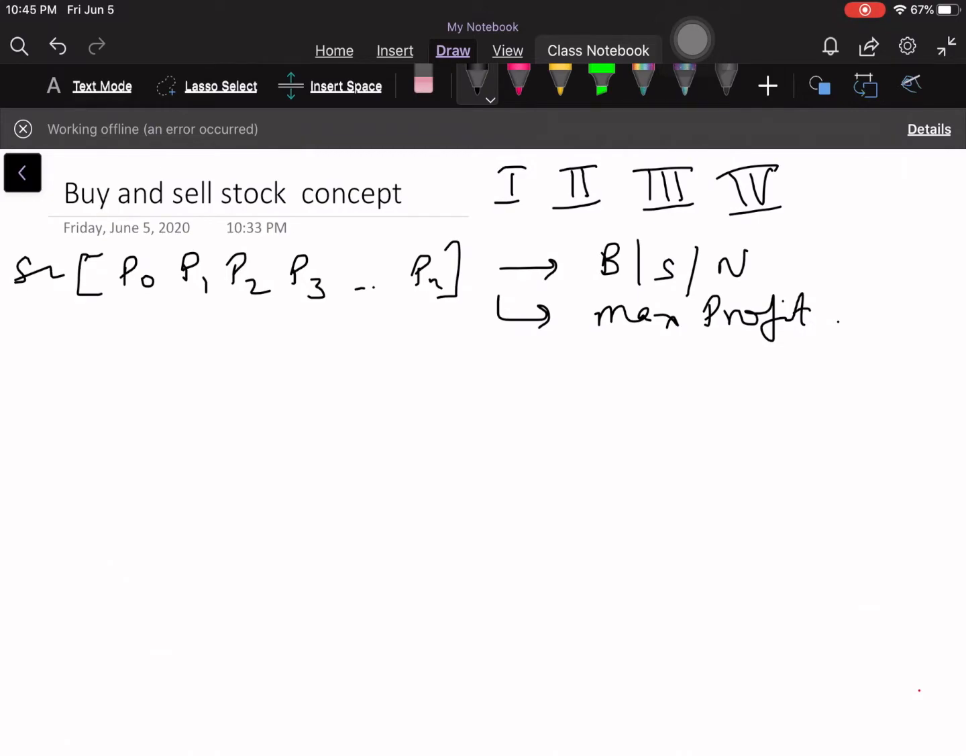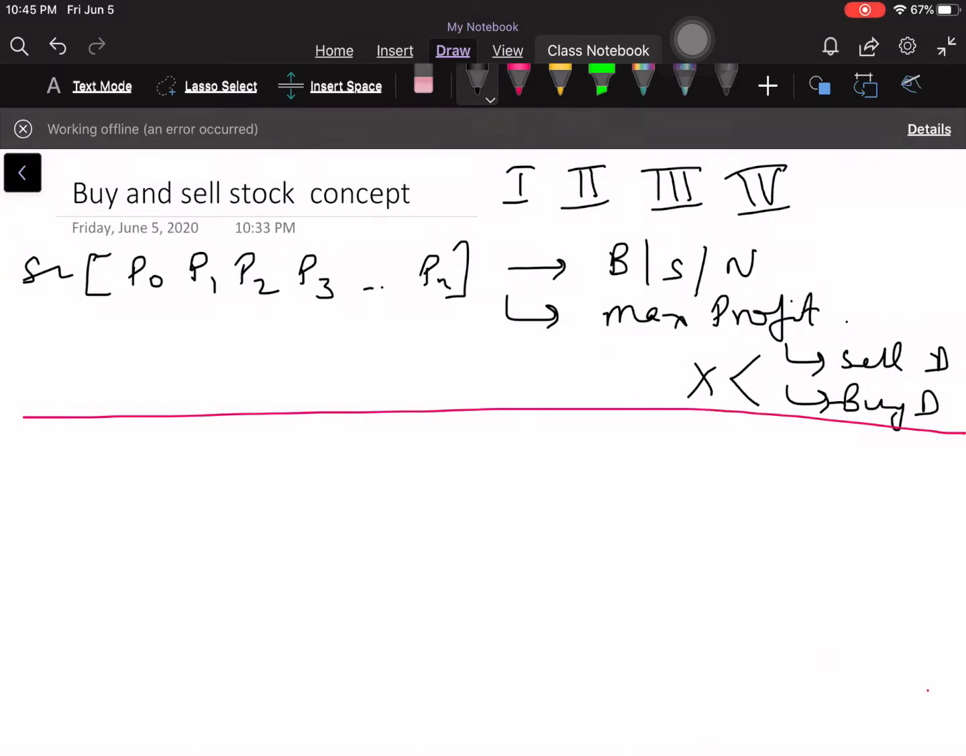So let's say there are constraints. You can sell on a day or buy on a day, but you can't do both together. These together are not allowed. The other constraint is you can do a maximum of 2 transactions, but that's the second part. Let's see how we solve this question.